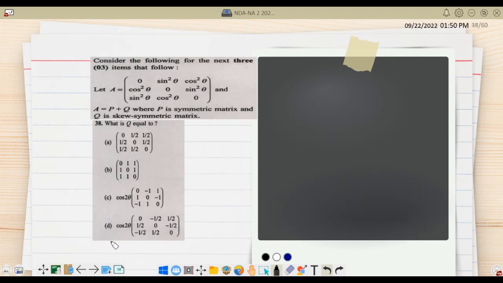Now we're going to see the next question. The next question is, what is Q? Right. So what is Q? We're going to find that.